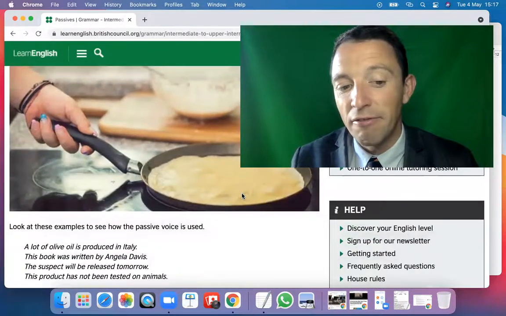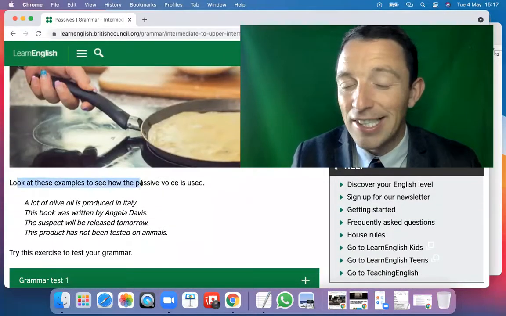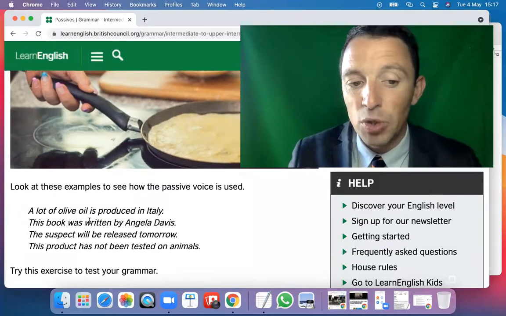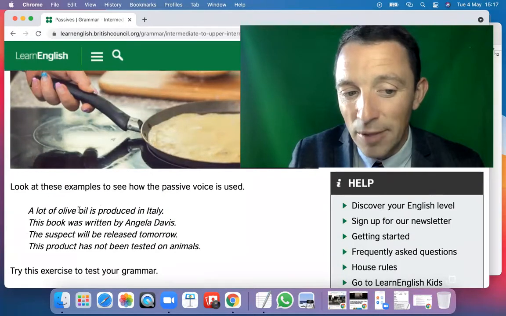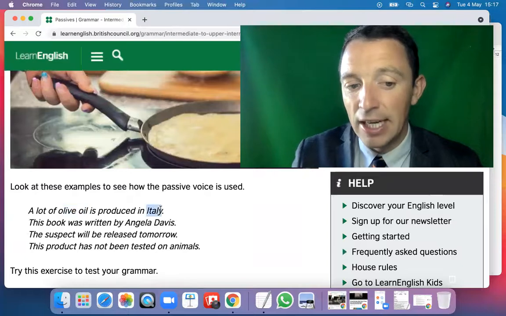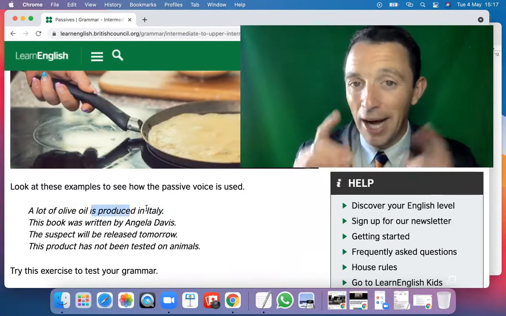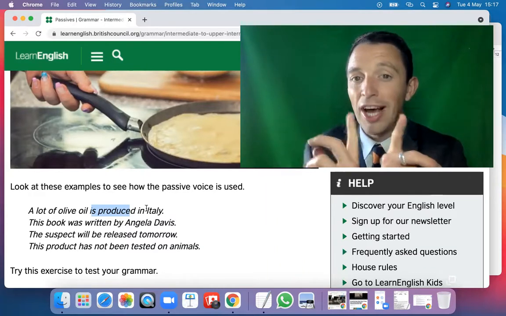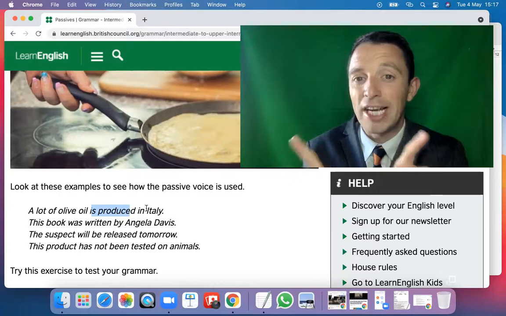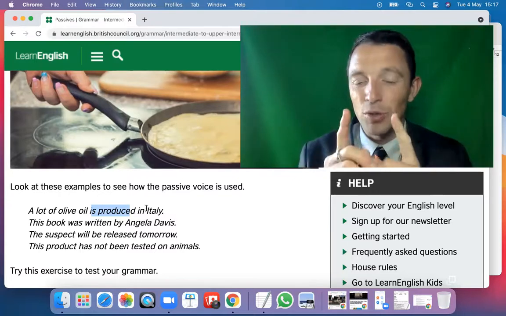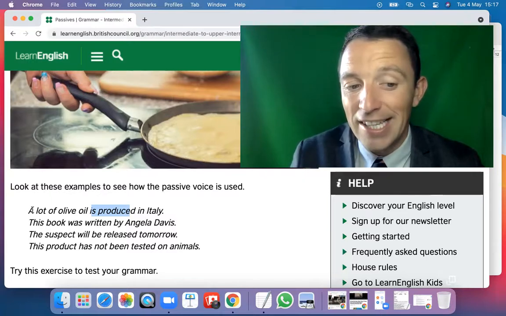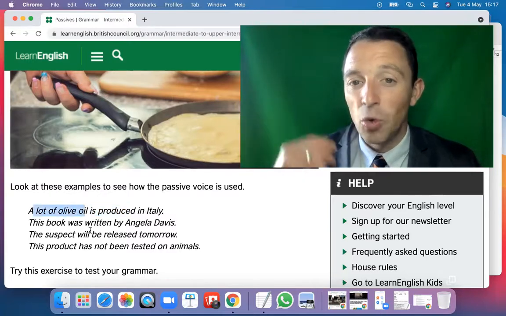So you can see here a few examples. Look at these examples to see how the passive is used. A lot of olive oil is produced in Italy. So we have olive oil and we have Italy. So this is probably the verb to be plus the participle. So this is the passive. To create the active of this sentence, we would say Italy produces a lot of olive oil. But the passive structure is a lot of olive oil is produced in Italy. So it's very interesting. But the focus of this sentence probably is the olive oil. Okay, that's the reason we have the passive structure.